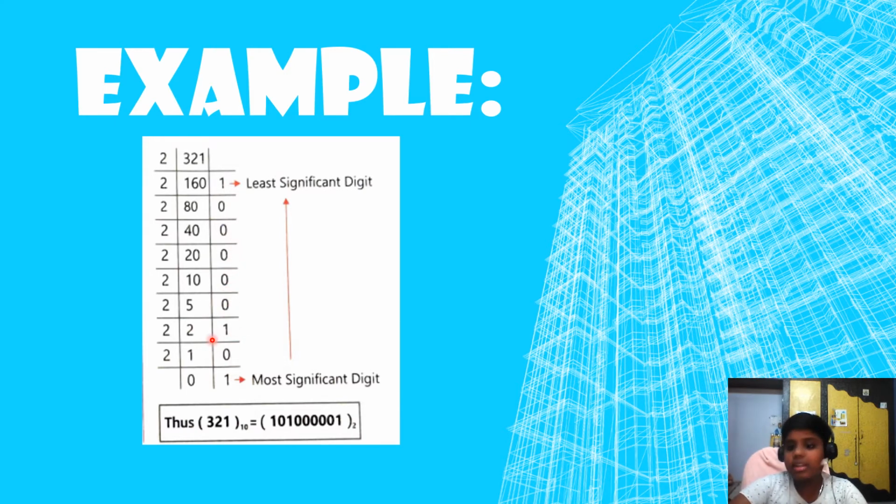This is the wrong binary number. You have to write the binary number from bottom to up. Like the answer of the binary numbers is 0 1 0 1 0 0 0 0 0 1. So here in the binary equivalent, you will write it like this, right? So I said the leftmost number is the most significant number.